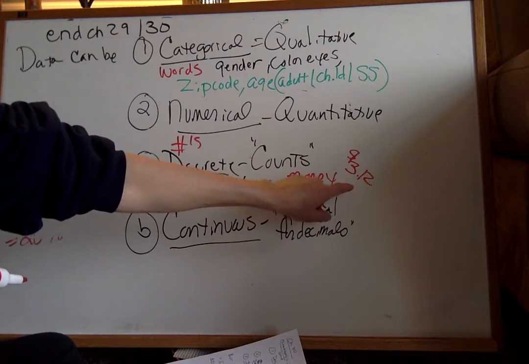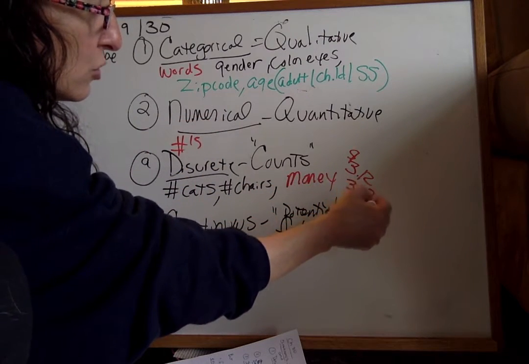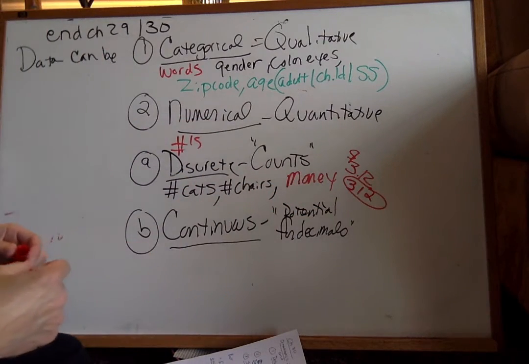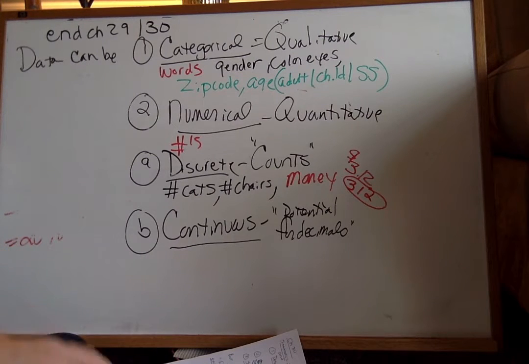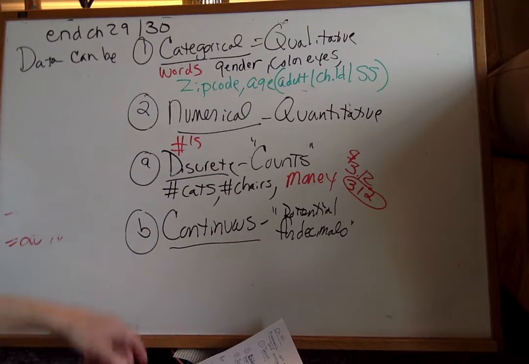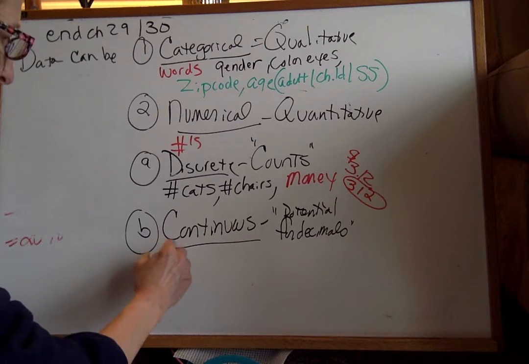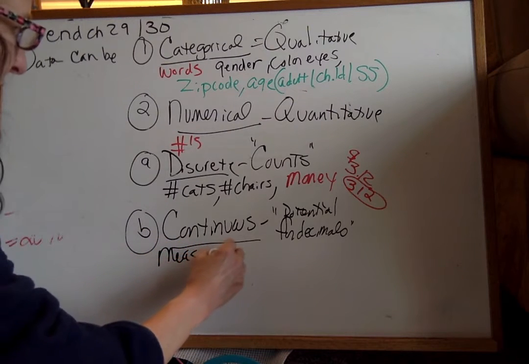Maybe an even easier way, turn my $3.12 into how many pennies do you have. You can always turn it into counting pennies, and now it's just like counting cats. You're not going to have a half a penny. I would have 312 pennies. Continuous, honestly, most data in real life is continuous because it's measurements. Well, that's the definition, not a variable.